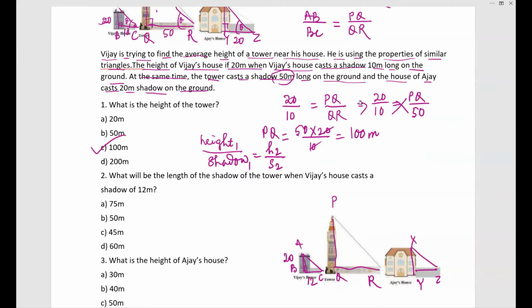What will be the length of the shadow of the tower? The question is about the shadow of the tower. That means the question is about QR when Vijay's house casts a shadow of 12 meters. So BC is 12 meters, the shadow of Vijay's house. PQ we have already found out as 100, so I'll write 100. Now the question is, what is the shadow QR? You can take it as X also, or you can write QR. The same concept I will write: height of Vijay's house on Vijay's house's shadow BC is equal to PQ by QR.